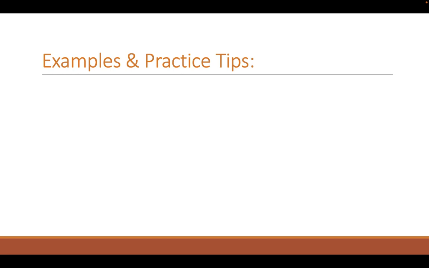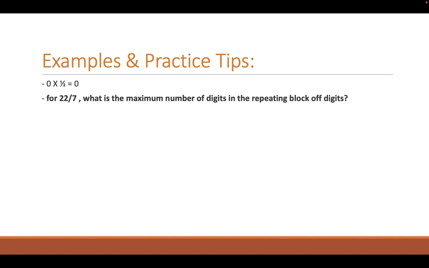Now let's have few examples and practice for better clarification or understanding. Okay, we discussed 0. 0 multiplied by half is 0. The next one is, what is 22 by 7? For 22 by 7, what is the maximum number of digits in the repeating block of digits? So this you will know when you literally divide 22 by 7, and you need to calculate one by one what is the repeating block.